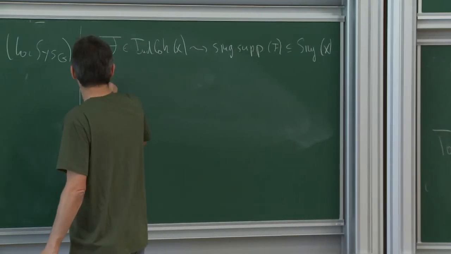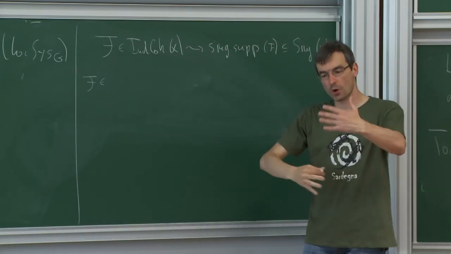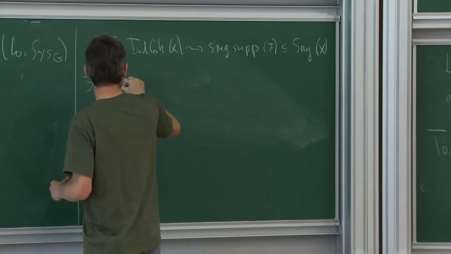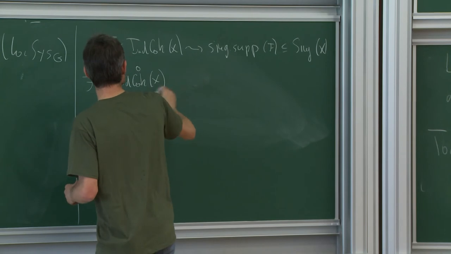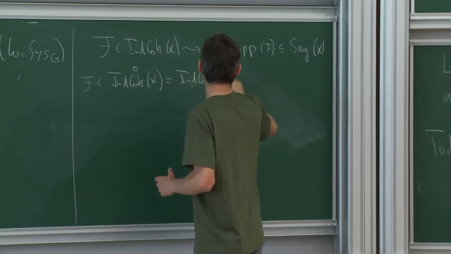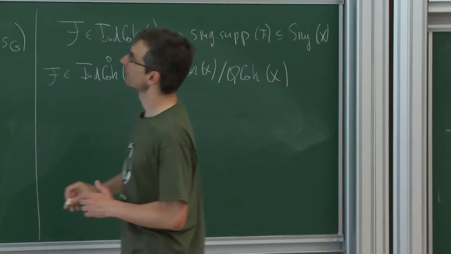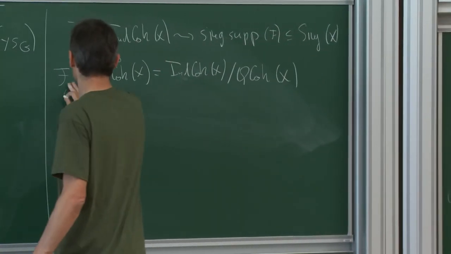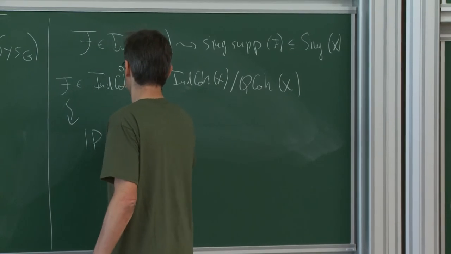Let me consider an object not IndCoh, but let me quotient IndCoh by QCoh. It's called the category of singularities. I'll denote this with a circle. So it's IndCoh modulo QCoh. By the same principle, you can attach an object in the projectivization of the thing.